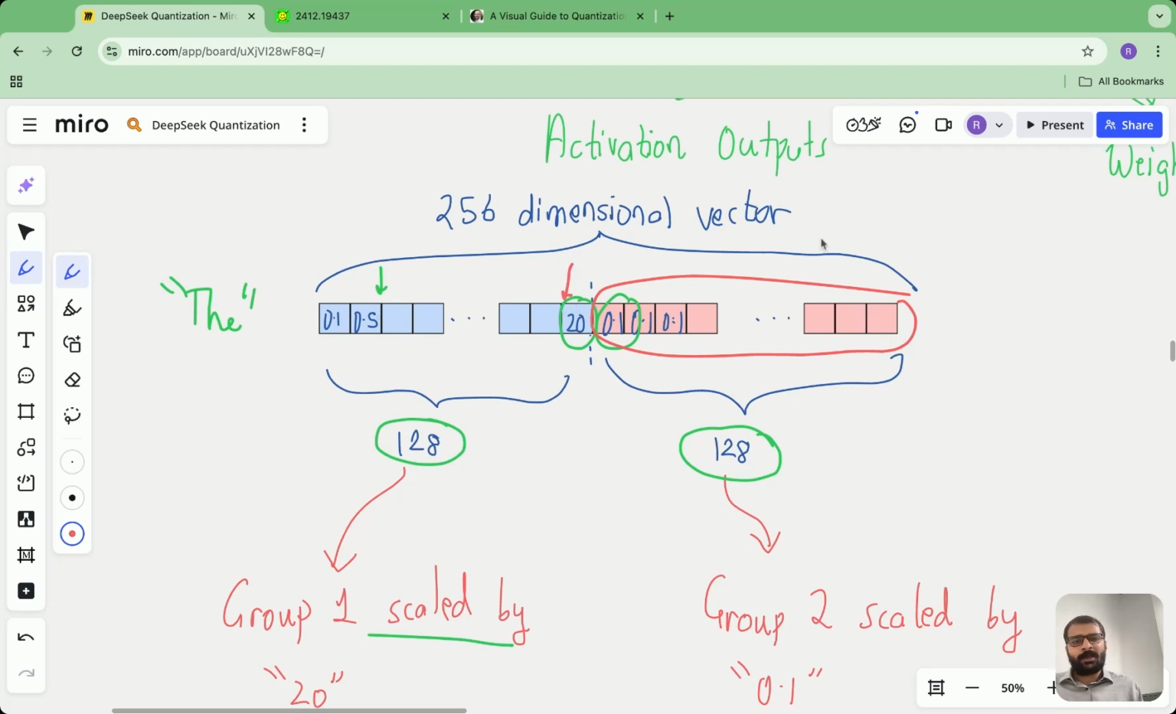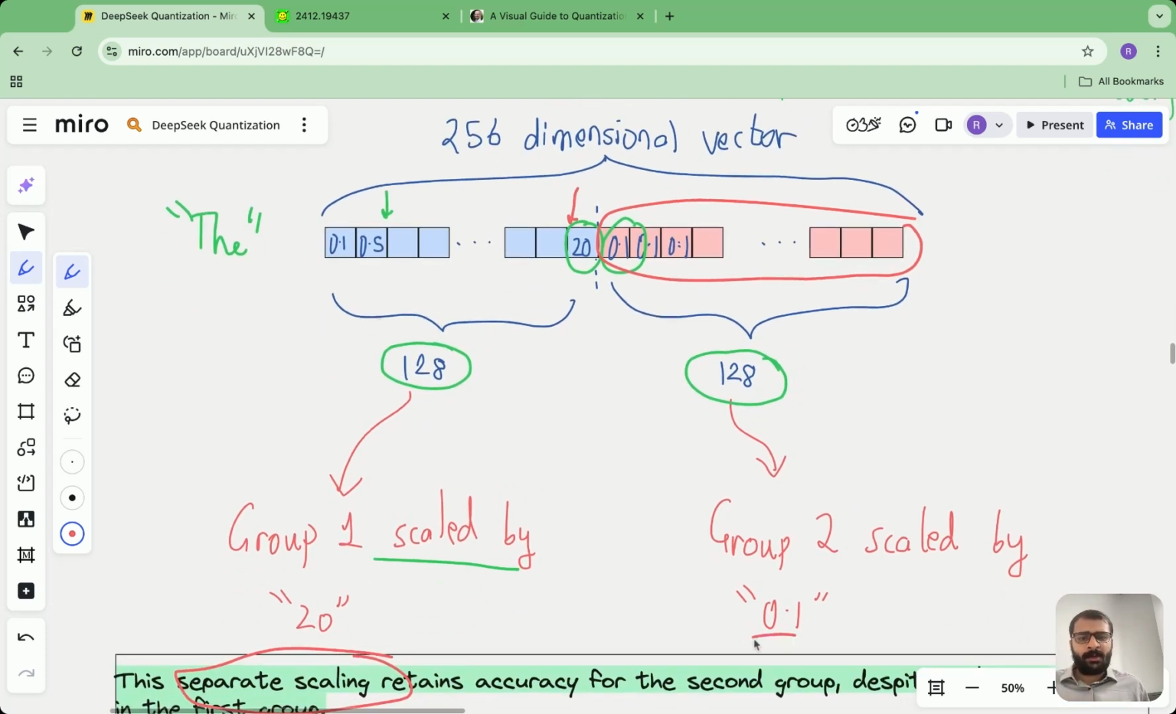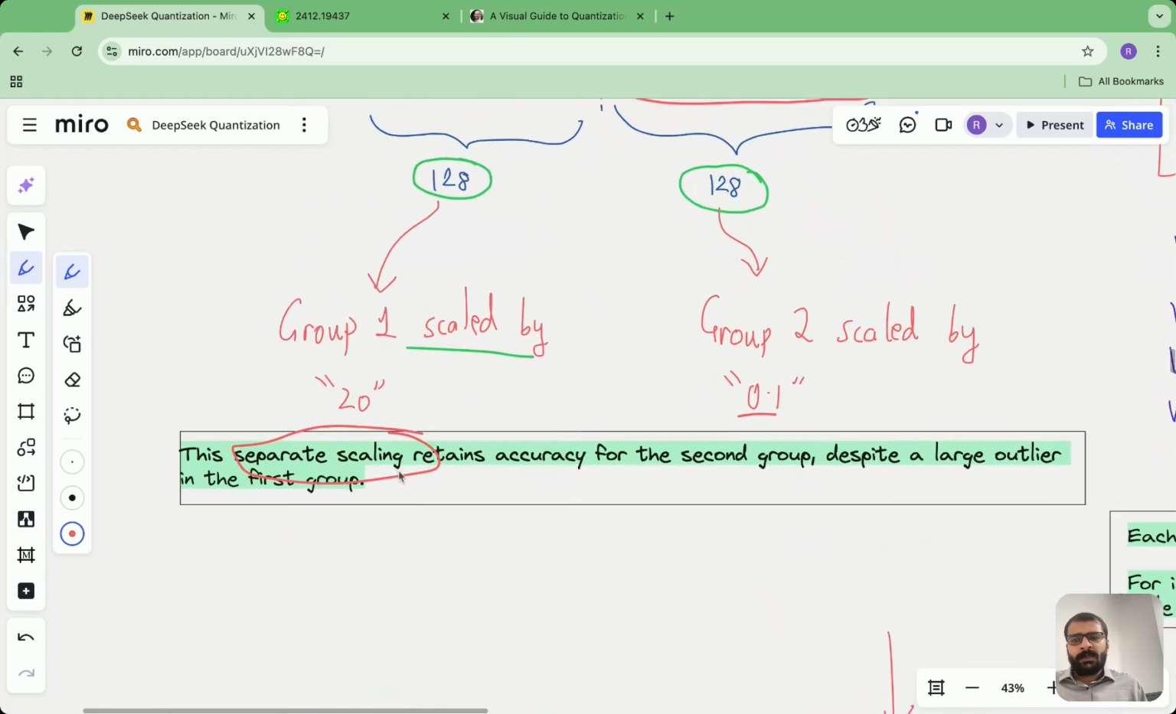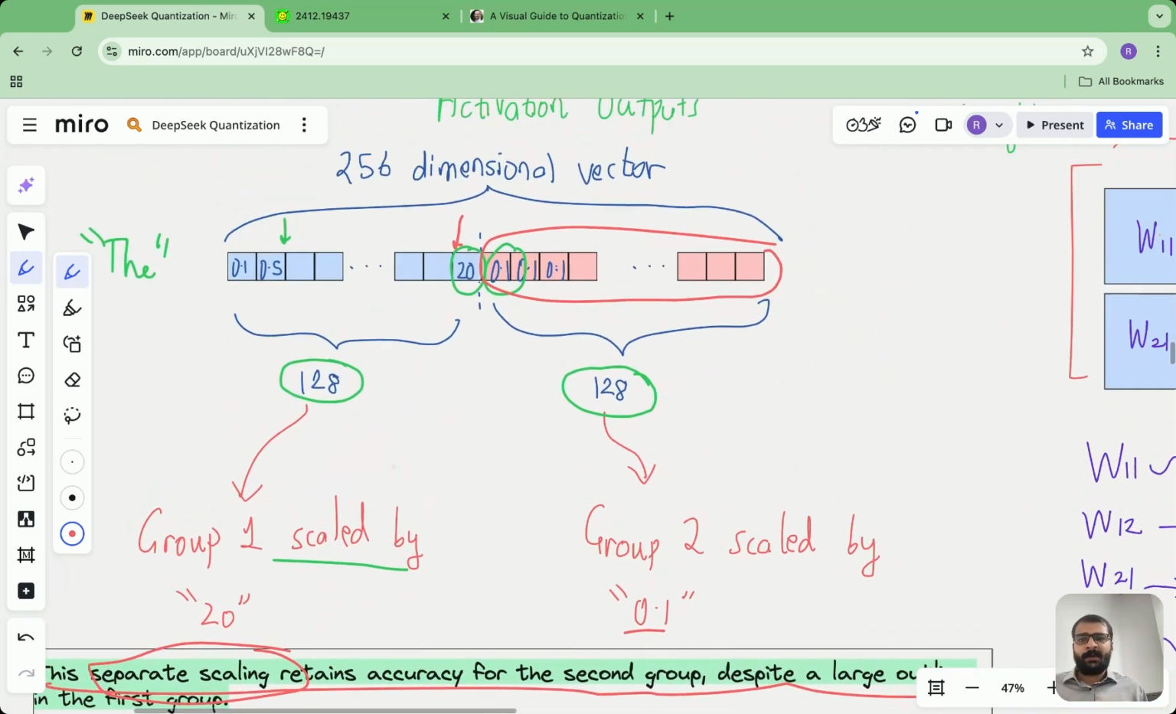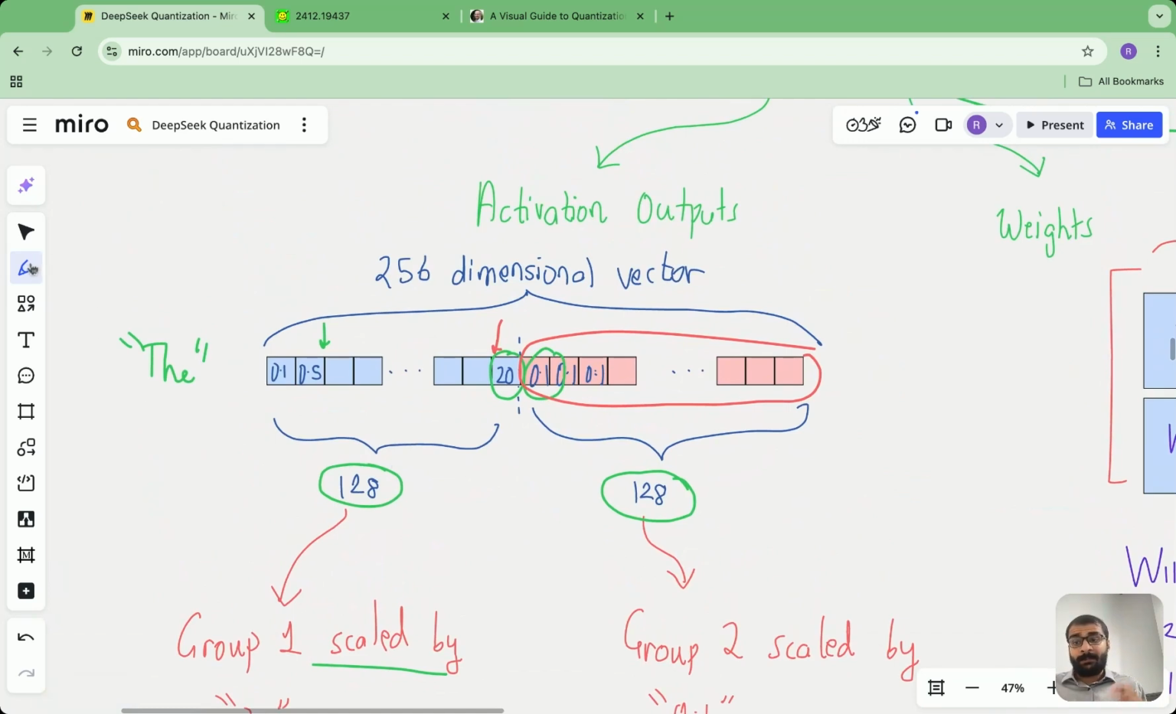The second group does not care about that at all. The second group only looks at the largest number within that group. So it's scaled by 0.1. So we retain the precision in the second group. So the separate scaling retains the accuracy and the precision for the second group despite a larger outlier in the first group. That's the main advantage which is given by a separate scaling, and that's why it's called fine grained quantization. Why fine grained? Because we are dividing the input vector into chunks.